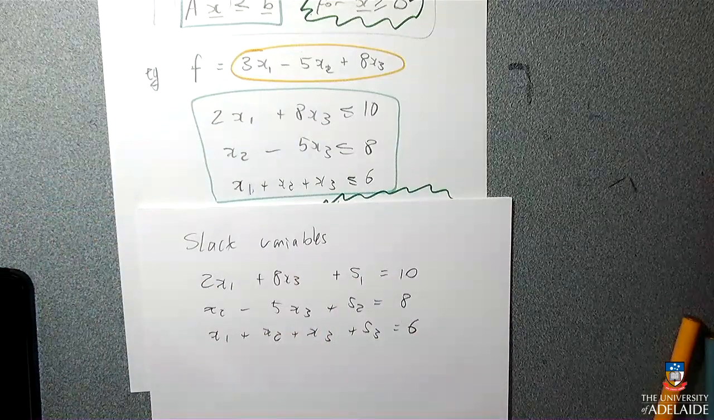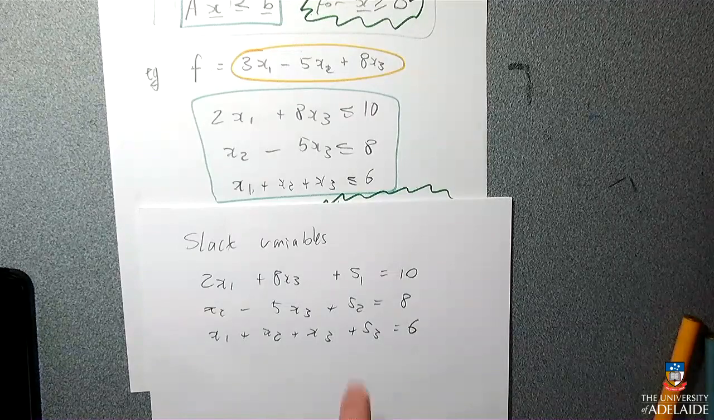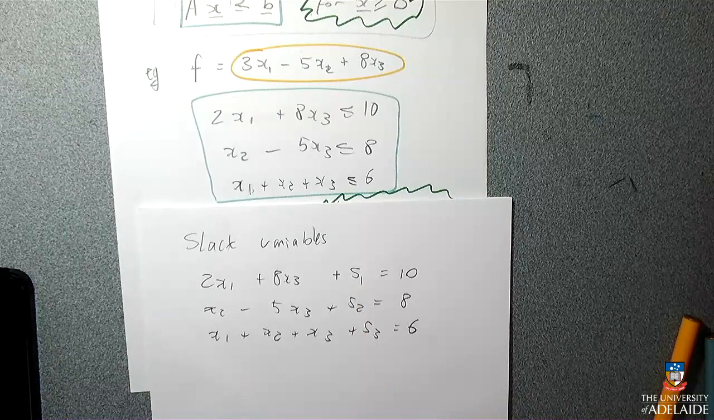And so if we just randomly picked a set of coordinates for x1, x2, x3, it may turn out that the 2x1 plus 8x3 came out to be more than 10, and the only way to make it equal to 10 would be to take something off. And so we really don't want those s's to be negative, because that means it doesn't actually satisfy the constraints. Okay, cool, good with that.